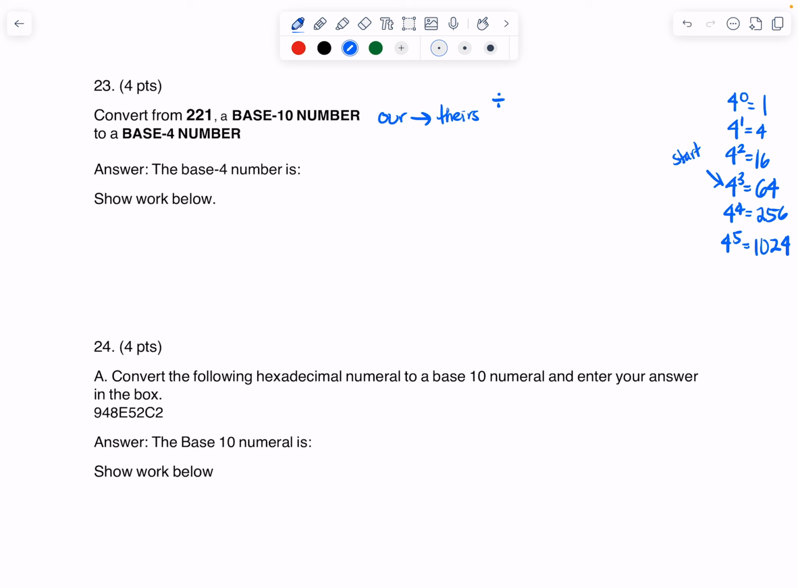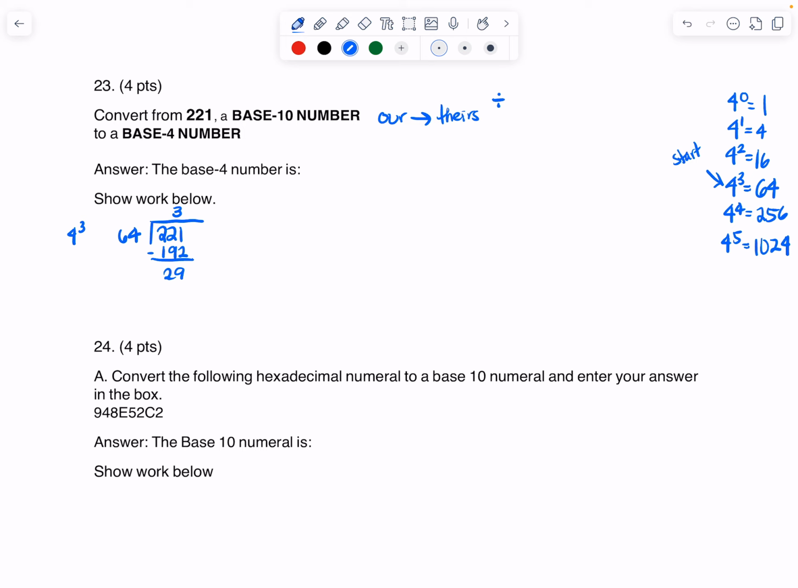All right, so I'm going to write out 4 to the third, and I'm going to take this number, 221, and divide it by 4 to the third, which is 64. So if you take your calculator, you do 221 divided by 64, and you get 3.453125. So I'm going to use just the 3 because I have to perform long division. So I'm going to take 3 times 64, and I get 192. Now I'm going to subtract. So 221 minus 192 is 29.